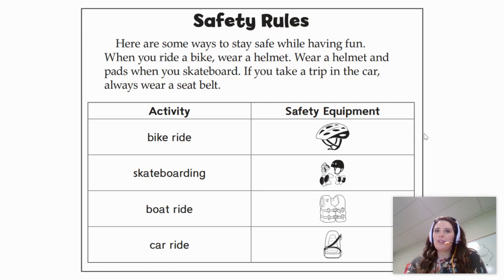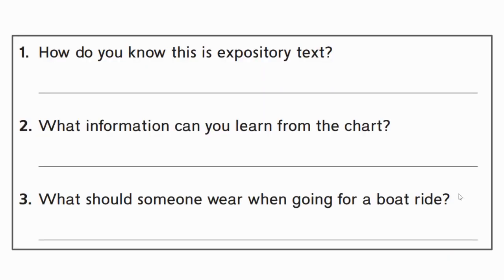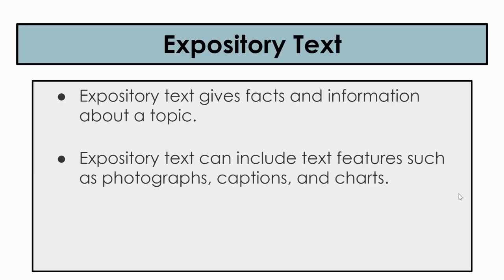Let's answer a few questions about the story. Number 1, how do you know this is expository text? Besides Miss Shannon telling you it is, let's go see if we can find clues from the text that tell us it is expository. Well, let's review. We know that an expository text gives the readers facts and information, and it will have text features like captions or charts.